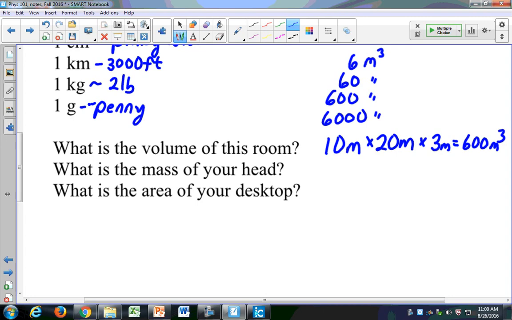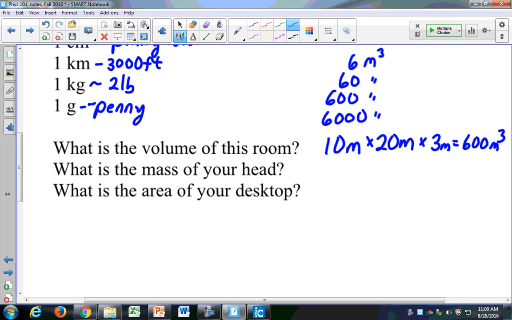If I were to give you options and I said, does your head weigh a half a kilogram, 5 kilograms, 50 kilograms, or 500 kilograms, what would you say? You would say 5, right? Because that would be roughly 10 pounds. So you need to relate quantities that you do know to these metric system quantities.